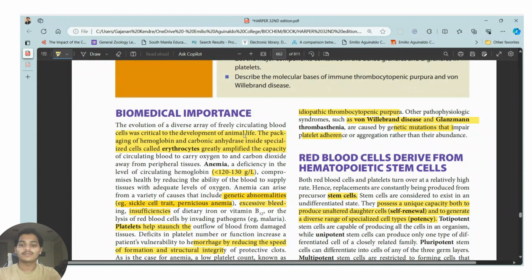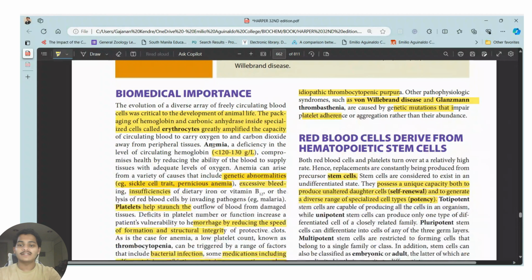In the erythrocyte, hemoglobin transports oxygen and carbon dioxide to and from the peripheral tissues and the lungs, and carbonic anhydrase is the enzyme responsible for the conversion of carbon dioxide into carbonic acid and bicarbonate.